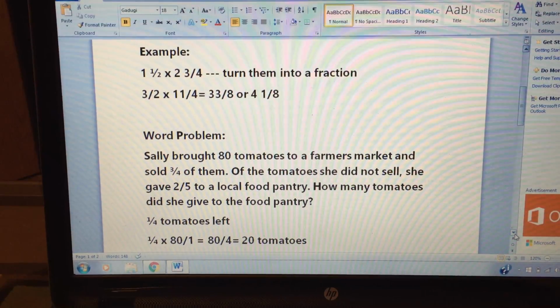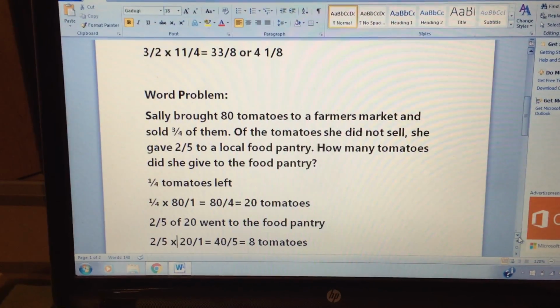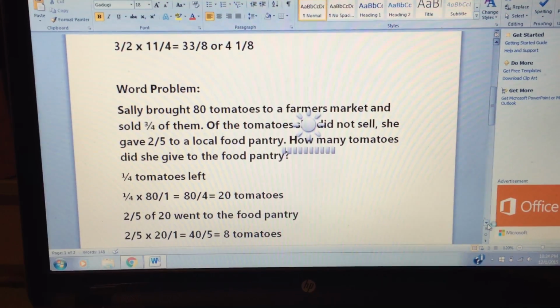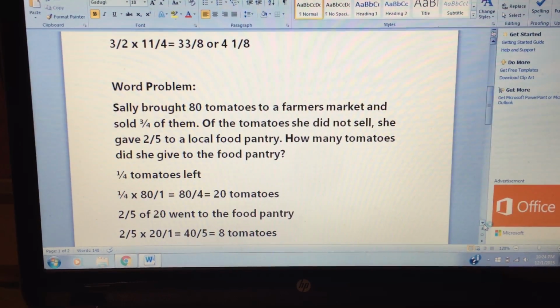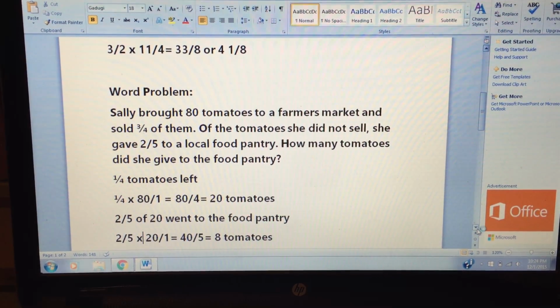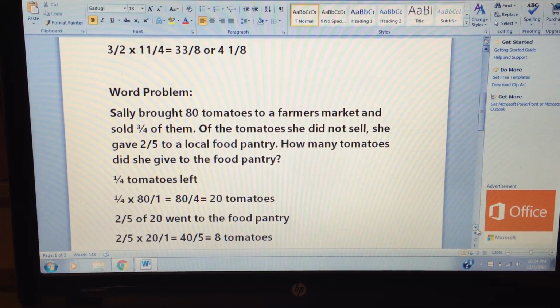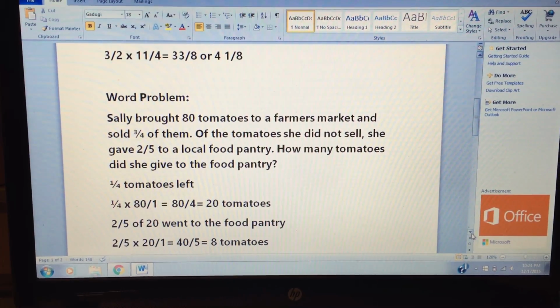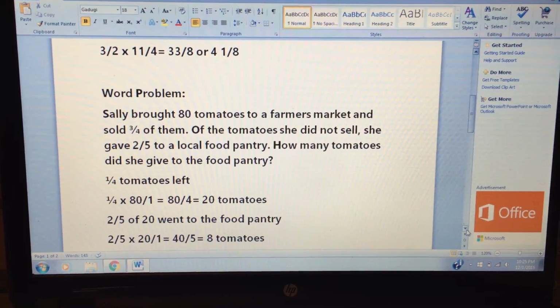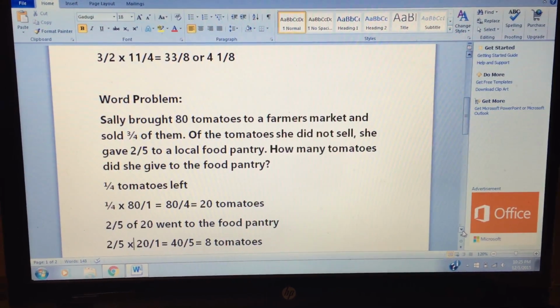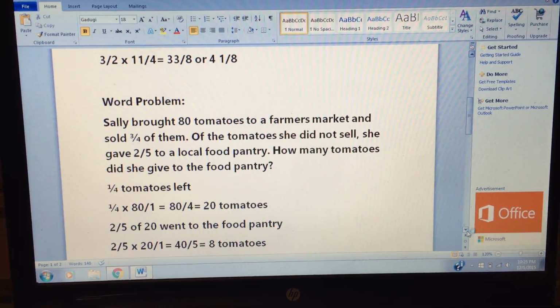Then for my word problem, I said that Sally brought 80 tomatoes to a farmer's market and sold 3/4 of them. And of the tomatoes she did not sell, she gave 2/5 to a local food pantry. So how many tomatoes did she give to the food pantry? I said that there were 1/4 of the tomatoes left.